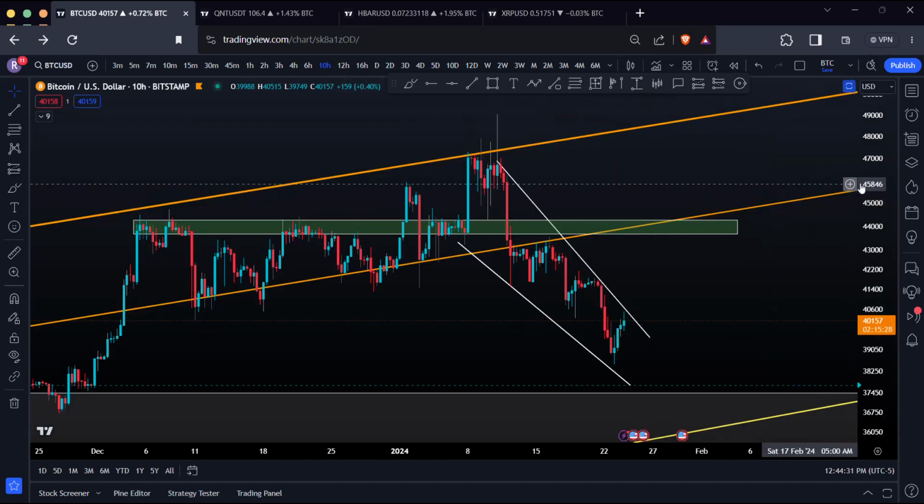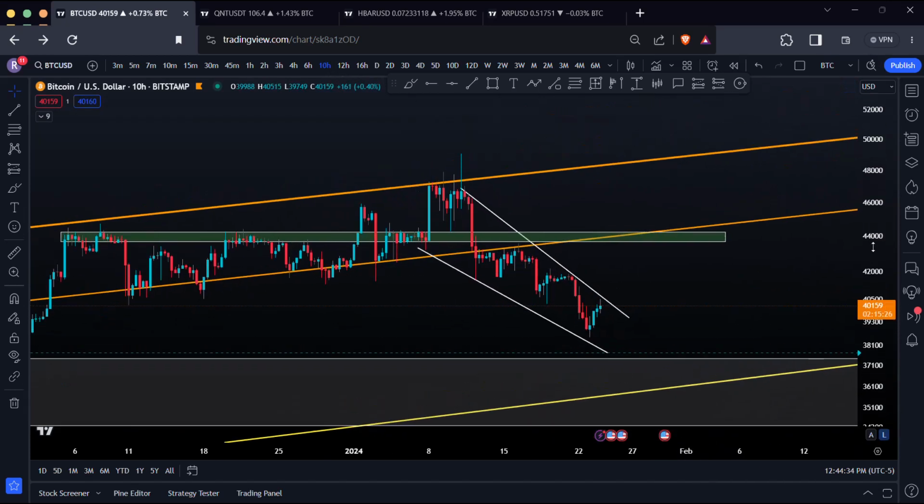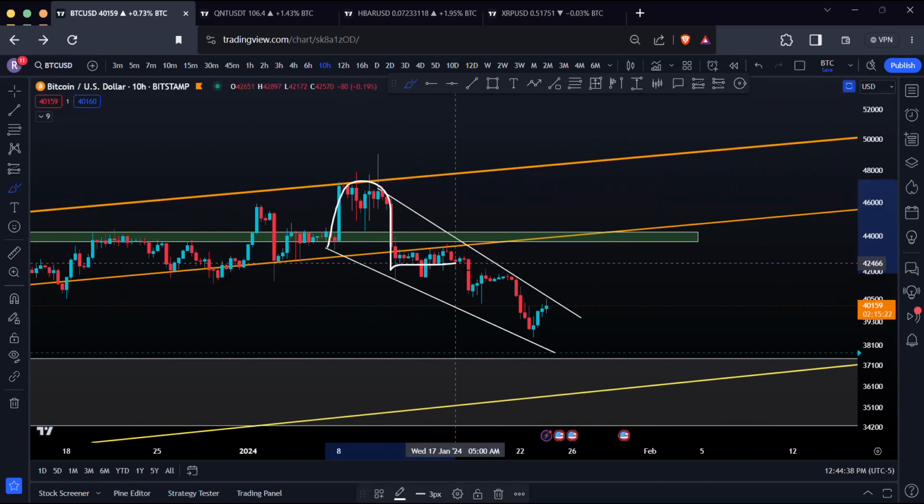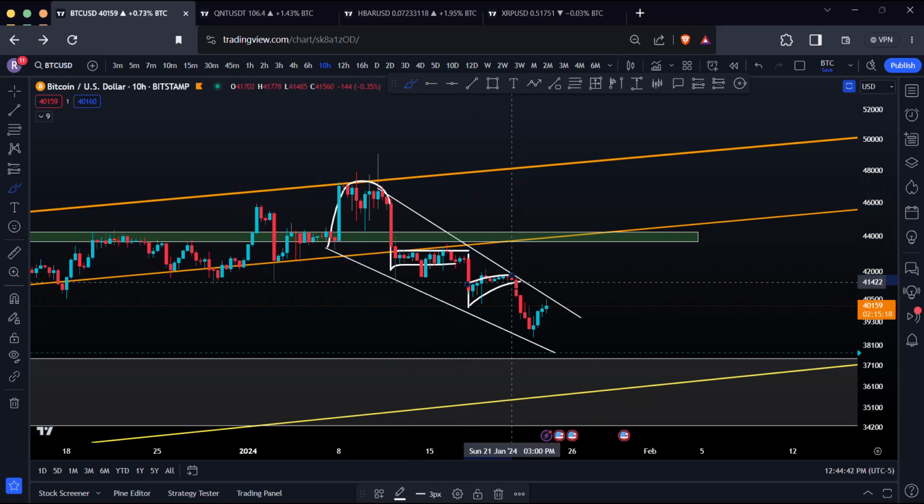You can see here we're still in this trend, right? This trend went from here to here, bounced here. We had this bear flag, bounced, right? Had this bear flag, bounced. We're having this bear flag.